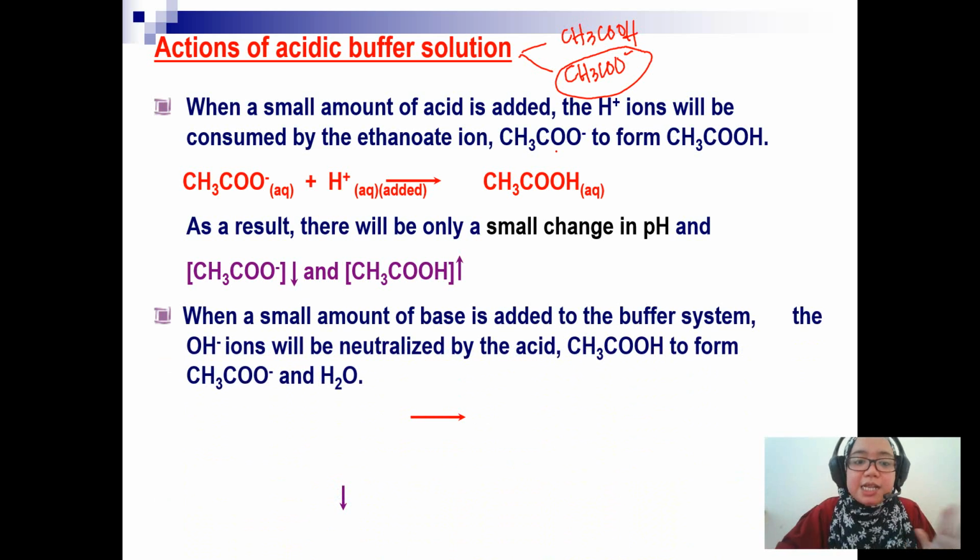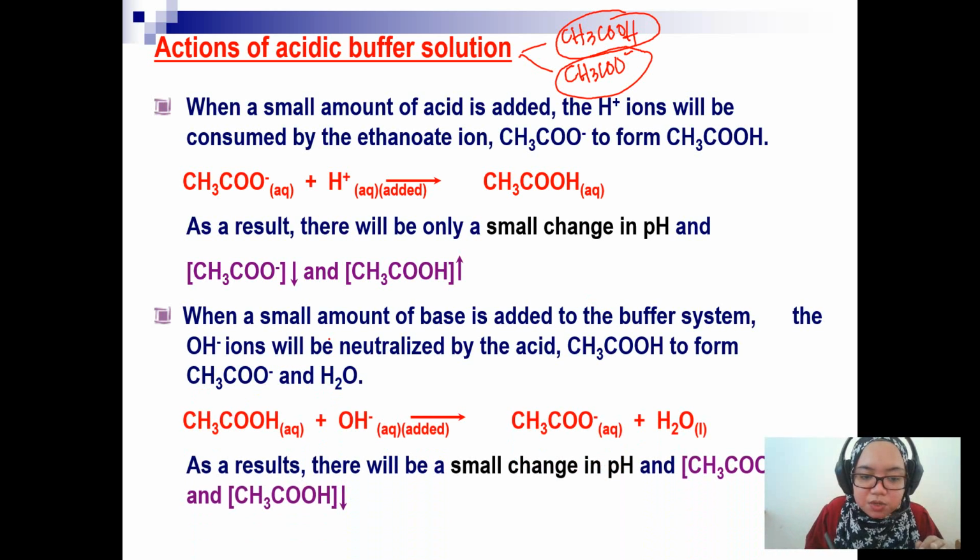So now kita tengok pula, kalau a small amount of base pula is added. So a small amount of base is OH minus kan. Okay, so bila ada small amount of base added inside the acidic buffer solution, time ni pula yang akan take action. So acetic acid, weak acetic acid will react with the OH minus to form ethanoate ion and water. Okay, so here acetic acid sekarang ni dia dah react dengan OH minus yang added tadi to form CH3COO minus and water. So as a result, there will be a small change in pH juga.